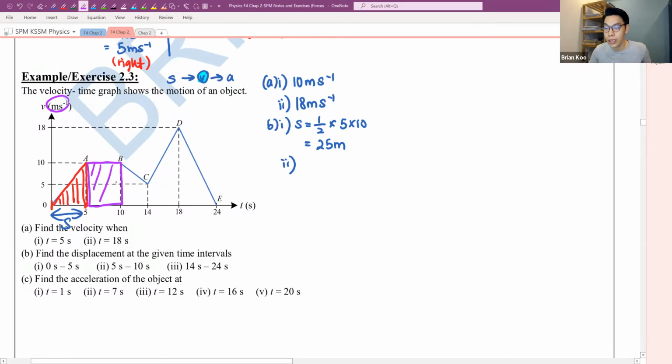Okay, can you all do this? You all do this first. I give you all 30 seconds to find this. And then after that, you have part C, also do part C, which is this, 14 to 24 seconds.